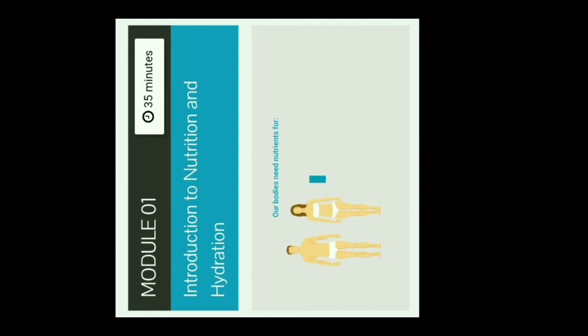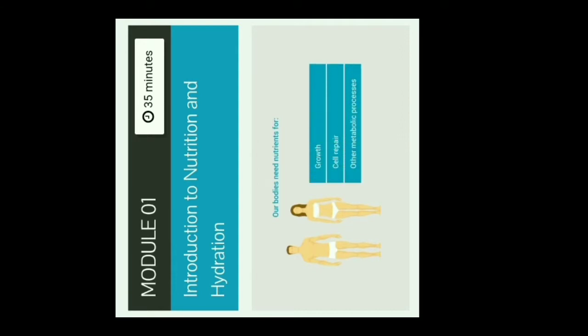Our bodies need nutrients for growth, cell repair and other metabolic processes, and it is important to be aware of the specific nutrients we need to include in our daily diets. Food provides a range of nutrients which are the sources of nourishment, and there are 7 nutrients that are particularly important in maintaining a healthy diet.